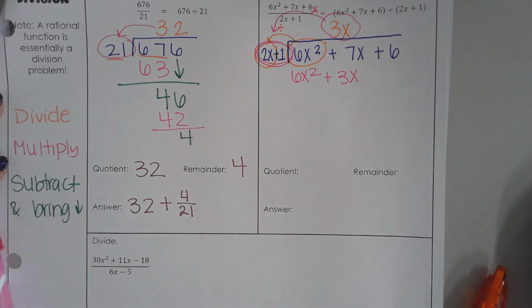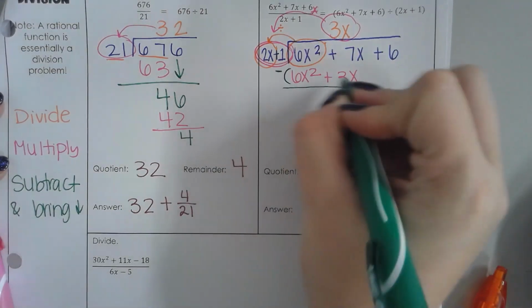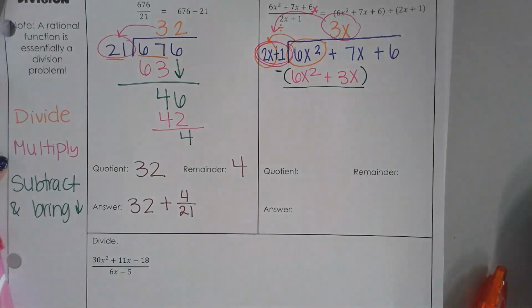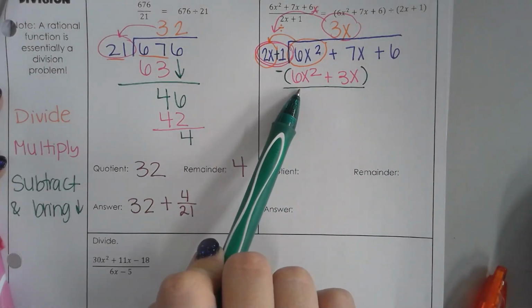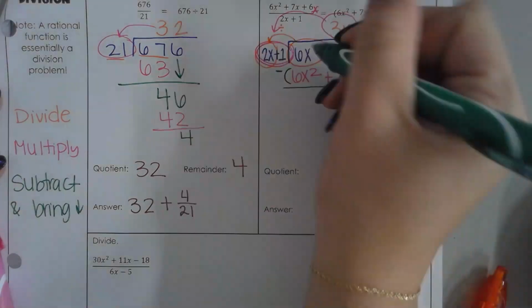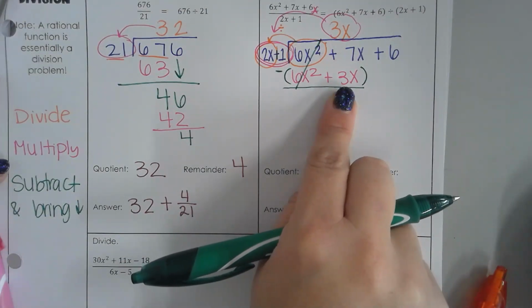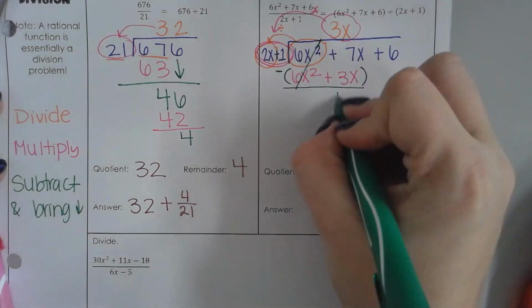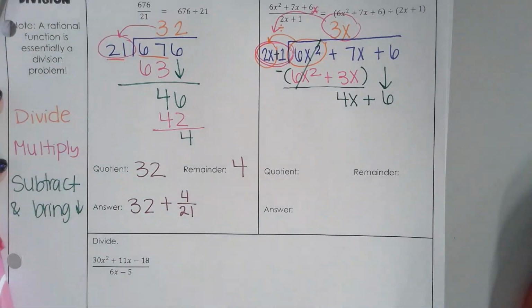And then I subtract. We're going to subtract and bring down. So when I subtract, what's 6x squared minus 6x squared? Nothing. What's 7x minus 3x? 4x. And then bring down plus 6.